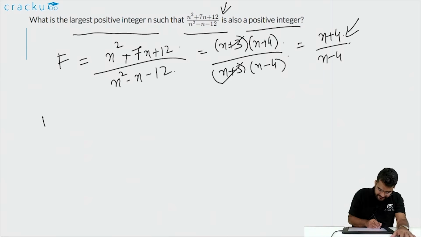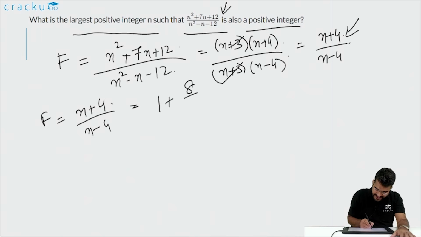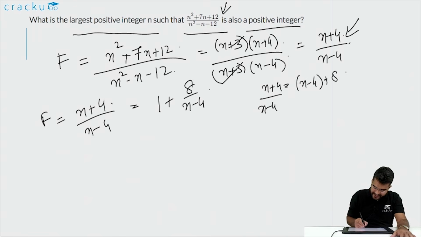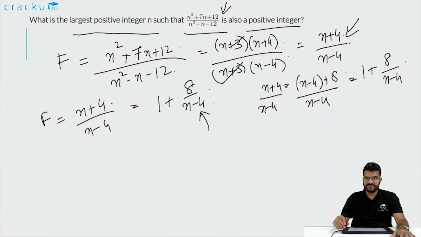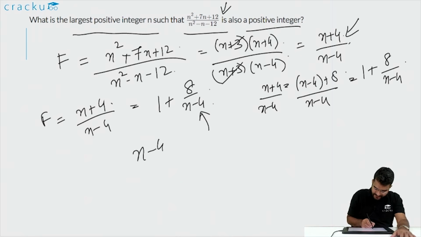Now we can simplify f further so that it becomes (n + 4)/(n − 4), which is equal to 1 + 8/(n − 4). How did we come to this conclusion? It is because n + 4 is actually equal to n − 4 + 8. So if you divide n + 4 by n − 4, this actually becomes 1 + 8/(n − 4). Now we are required to find out the largest positive integer n such that 8/(n − 4) is also a positive integer. Now we can easily see that this will happen only when n − 4 is equal to 8, or n is equal to 12.